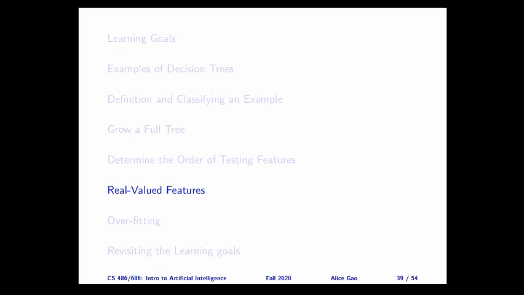In this video, I'm going to talk about handling real valued features when learning a decision tree. So far, our decision tree learner algorithm only works when all of the features are discrete. In the real world, however, we're going to encounter datasets where many features have continuous or real values.